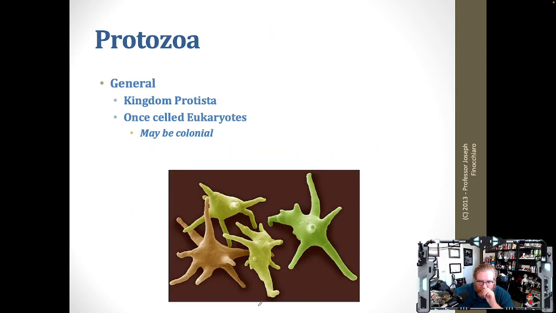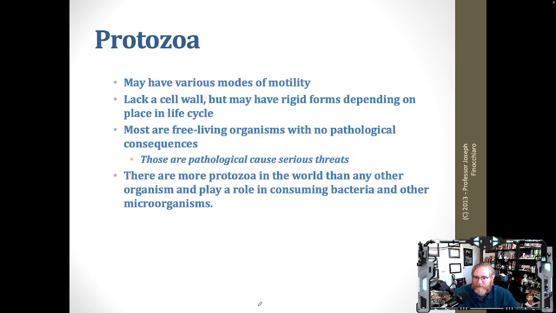Deep breath. We are now on to protozoa. These are from the kingdom Protista, one-celled eukaryotes, and they may be colonial. They may have various modes of motility. They lack a cell wall, but may have rigid forms depending on their place in their life cycle.